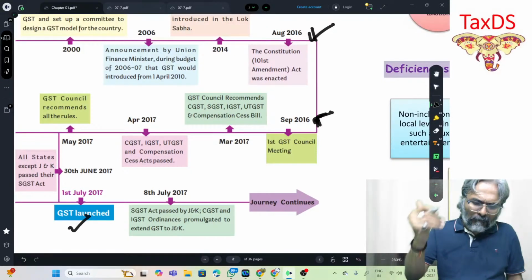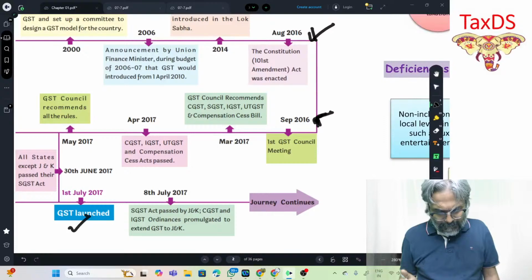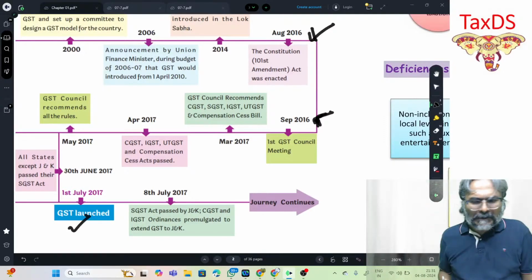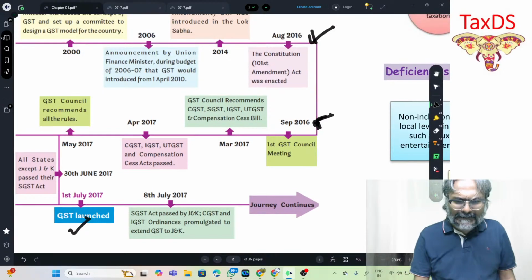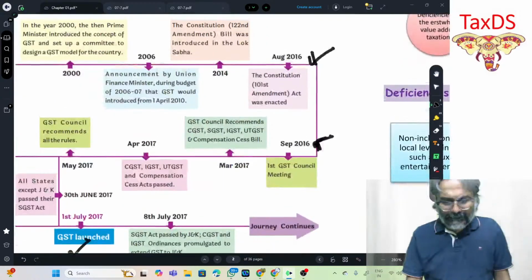At least we will not goof up on 1st July 2017, but I'm just giving you a couple of more dates to be remembered, Sanidhya. Couple of dates to be remembered, students. Okay, so therefore just keep in mind these dates as well, primarily in this particular context.